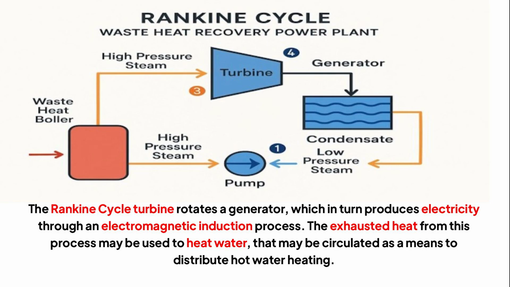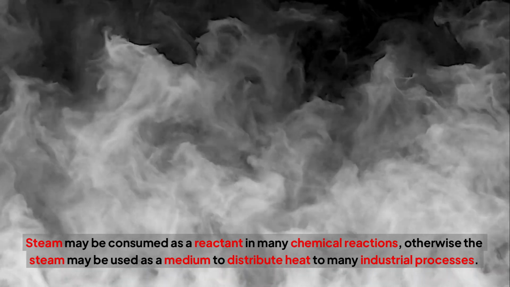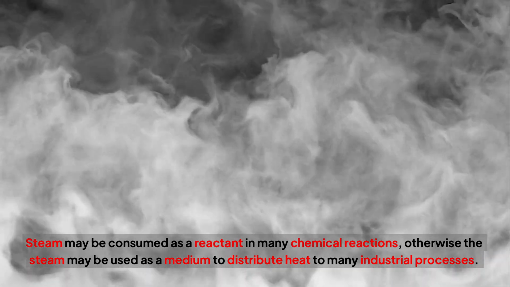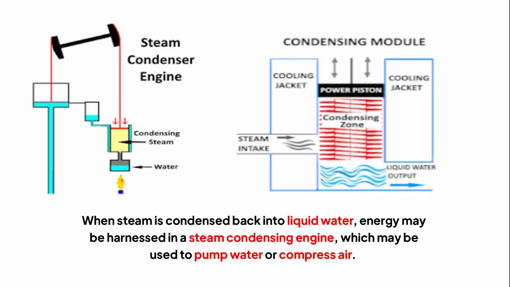The Rankine cycle turbine rotates a generator, which in turn produces electricity through an electromagnetic induction process. The exhausted heat from this process may be used to heat water, that may be circulated as a means to distribute hot water heating. Steam may be consumed as a reactant in many chemical reactions, otherwise the steam may be used as a medium to distribute heat to many industrial processes. When steam is condensed back into liquid water, energy may be harnessed in a steam condensing engine, which may be used to pump water or compress air.